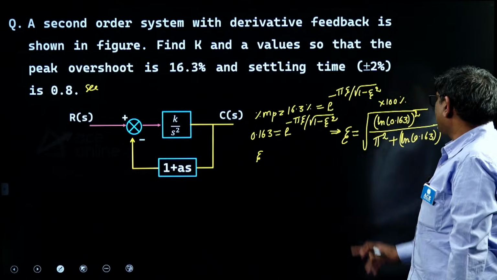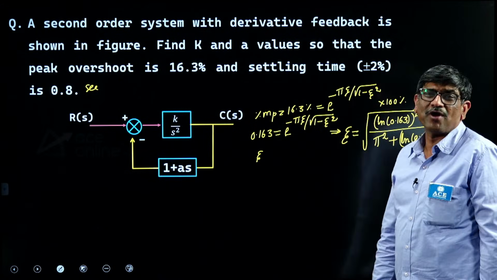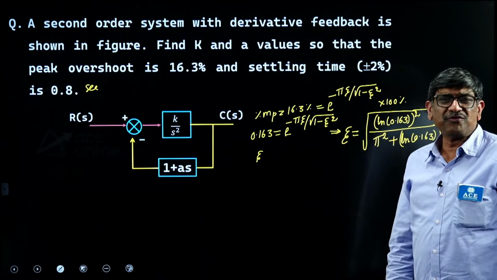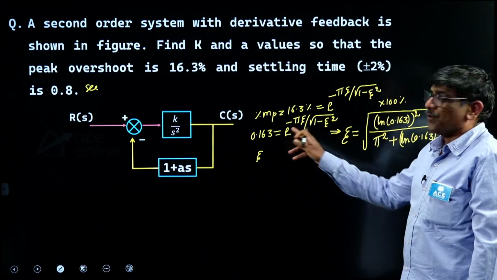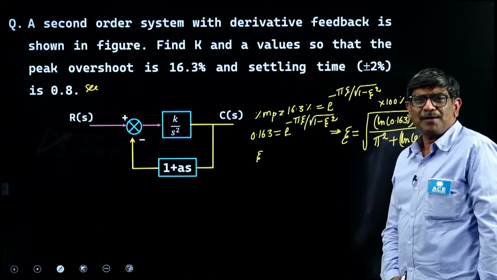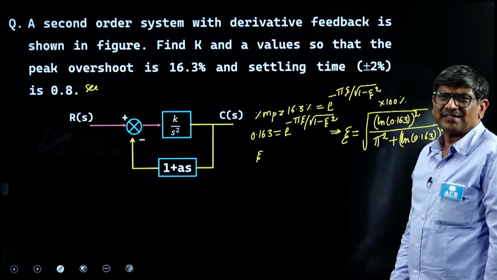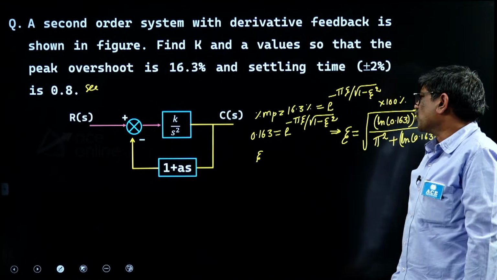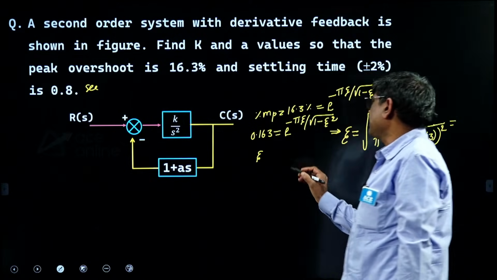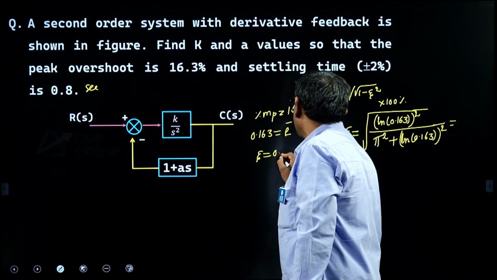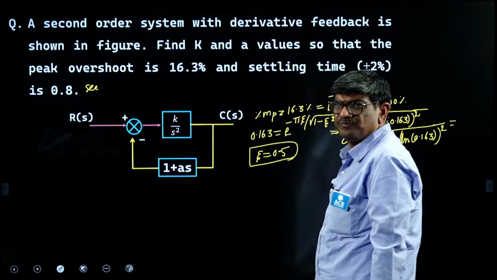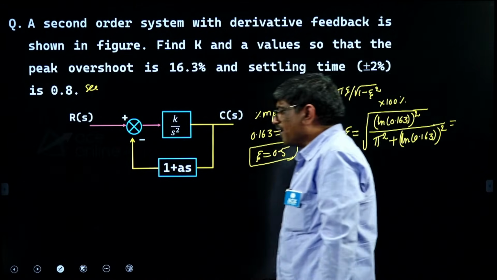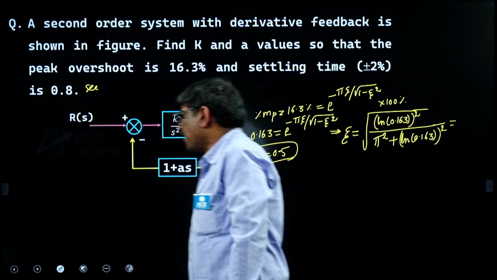You can remember the peak overshoot for some values of zeta like 0.4, 0.5, 0.7, because generally 0.4, 0.5, 0.7 are the common peak overshoots they give. So here you will get zeta is 0.5. Check it. Zeta is 0.5 here. Anybody got it? Very good. Zeta 0.5.